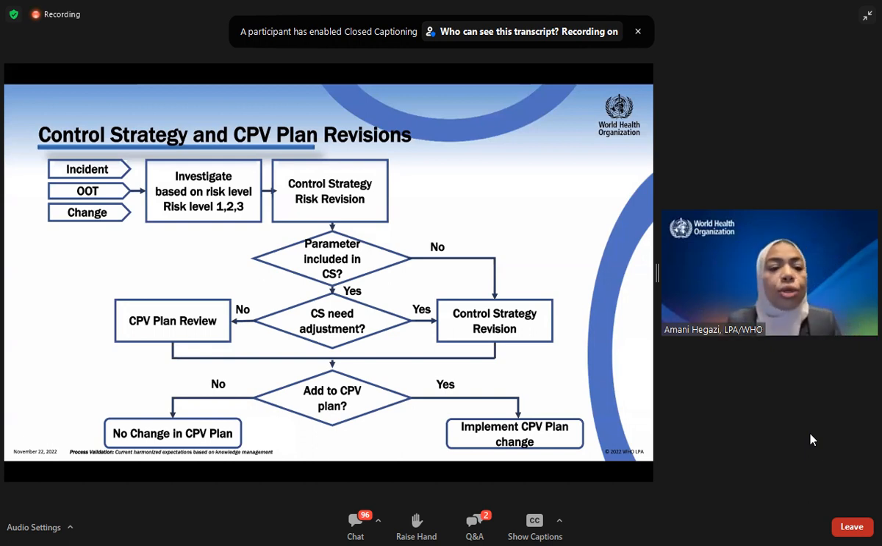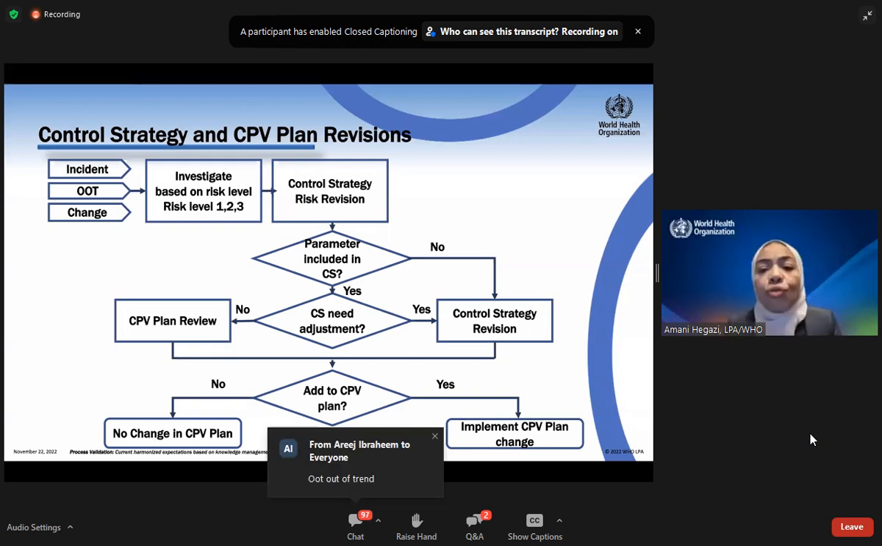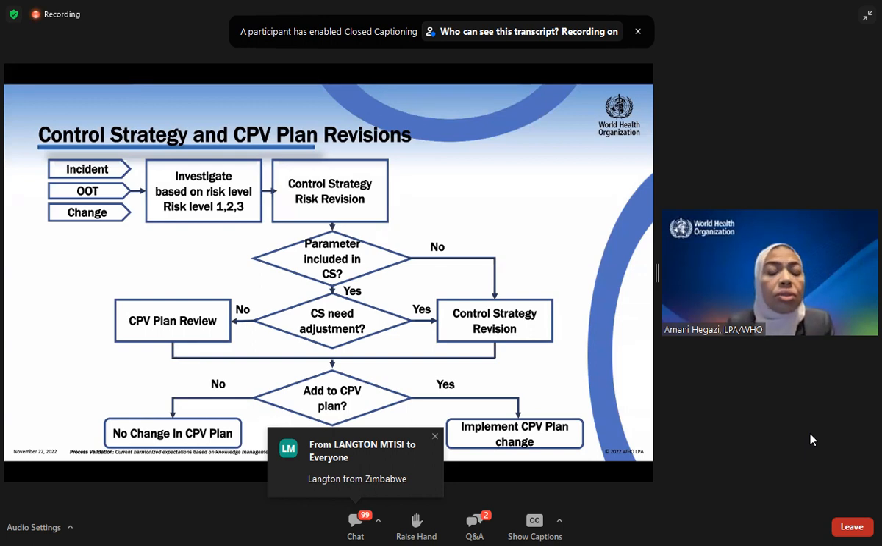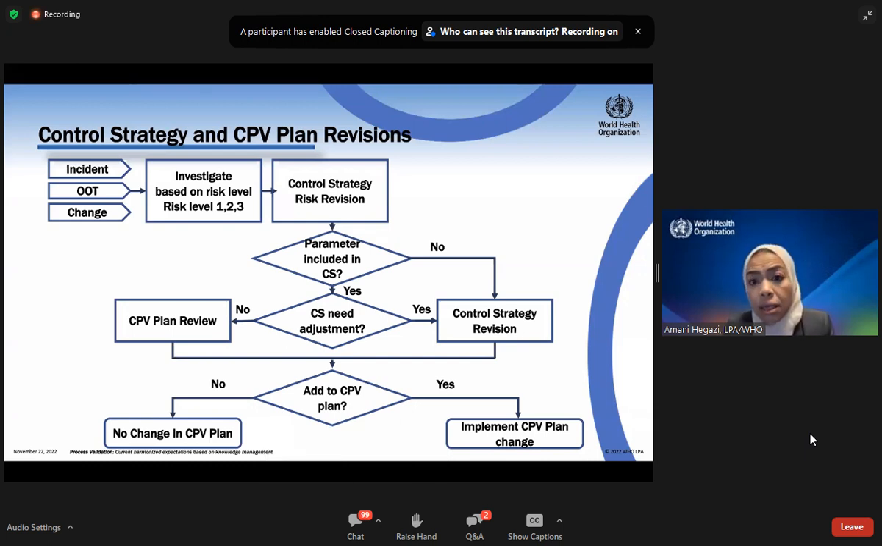So this failure, product quality failure or changes or out of trends is a common source for revising the control strategy plan. It may give an idea about an important critical process parameter that was overlooked. So if it is not included, then the control strategy revision is required.